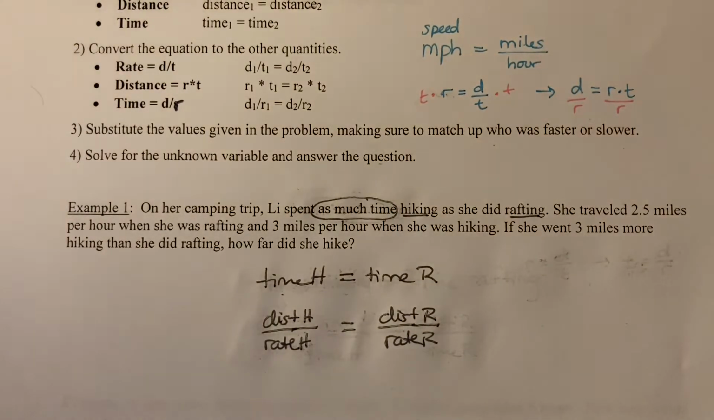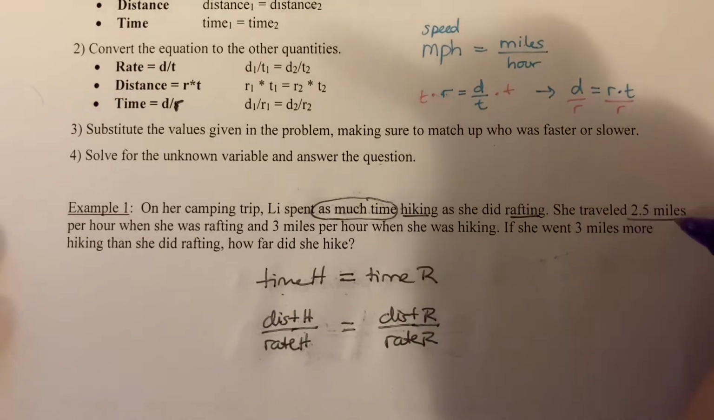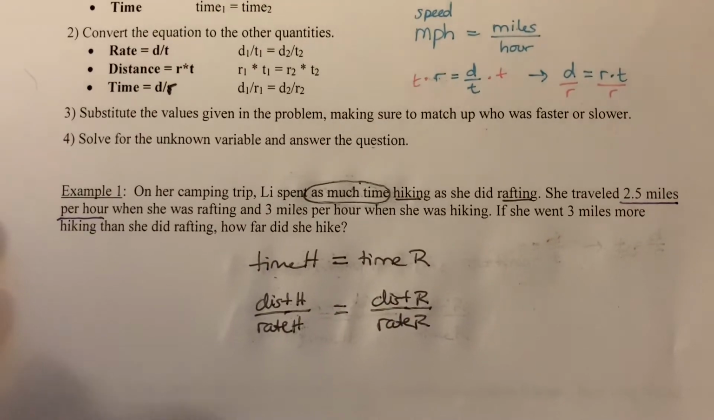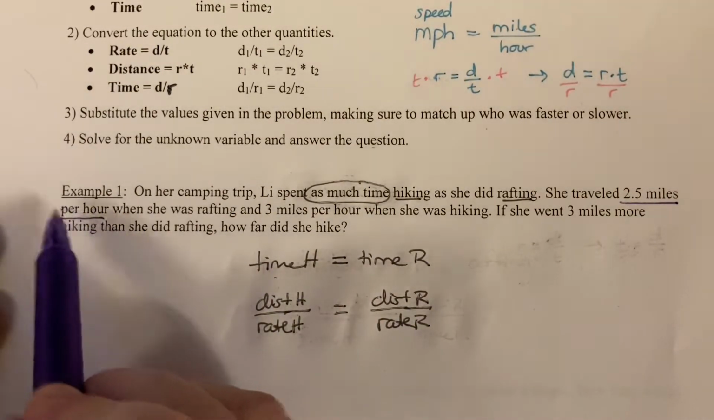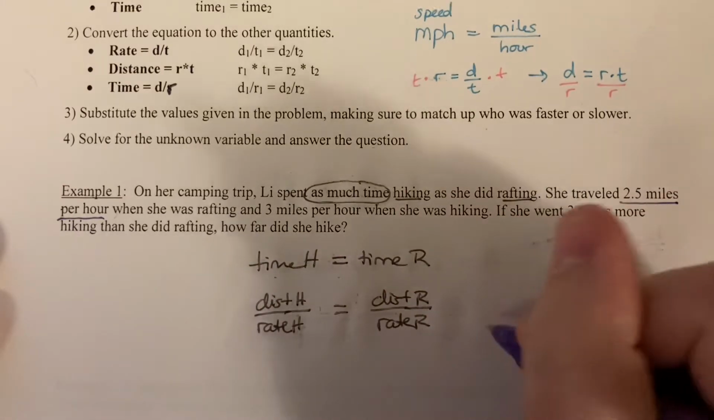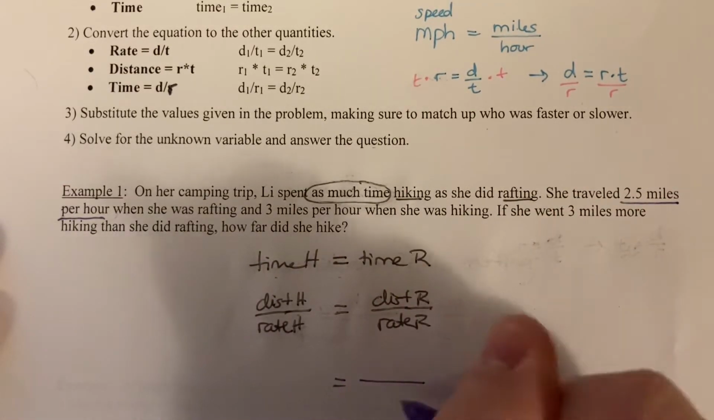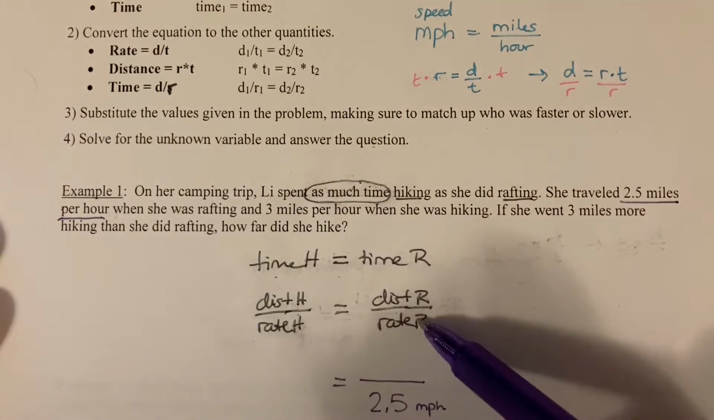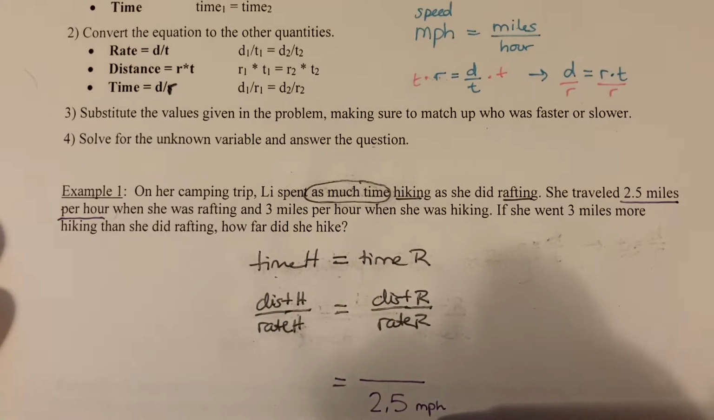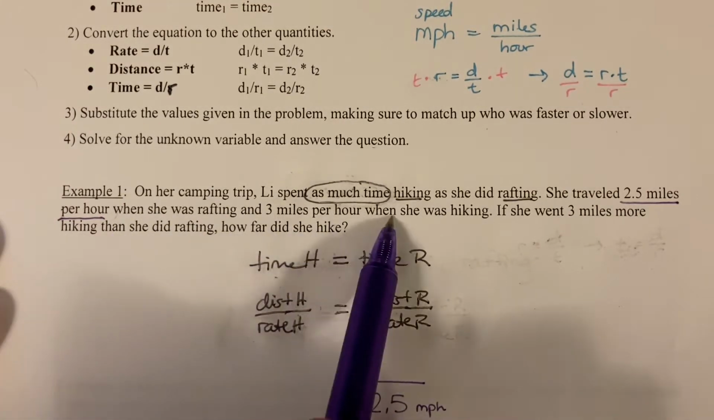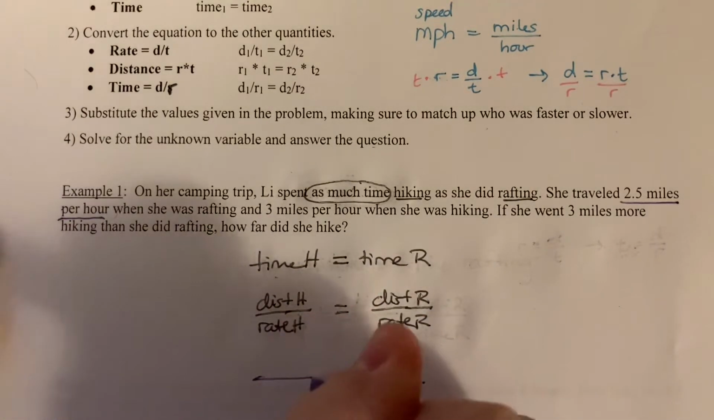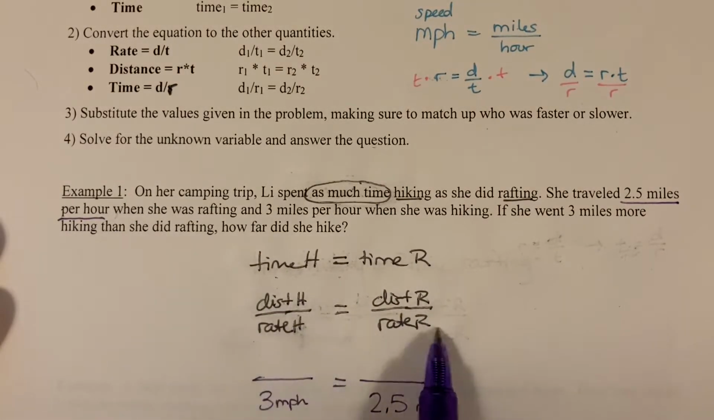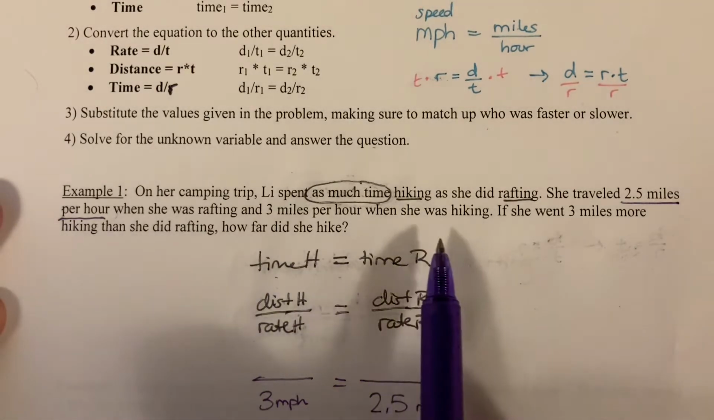So now let's read the rest of the problem. She traveled 2.5 miles per hour when she was rafting. That's a rate, right? This per hour makes it the rate rafting. So I'm going to put it in the bottom of the fraction. 2.5 miles per hour is the rate rafting. Okay, let's keep reading. 3 miles per hour when she was hiking. So rate hiking is 3 miles per hour. All right, so I set up my fraction. Now I'm just filling in as they tell me the information.